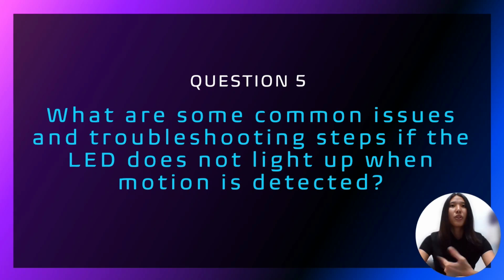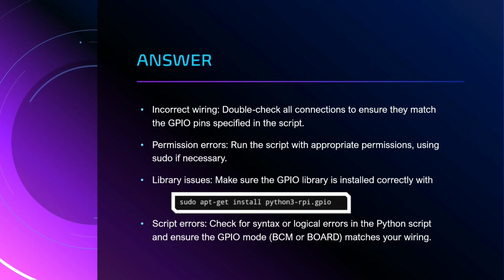The last question: what are some common issues and troubleshooting steps if the LED does not light up when motion is detected? The first common issue is incorrect wiring. We need to ensure all wires are connected to the correct GPIO pins. Second, permission errors. To solve it, run the script with sudo if necessary. Third, library installation issues. To troubleshoot it, make sure the required libraries are installed. The last common issue is script errors. We need to check for syntax or logical errors in the Python script and ensure the GPIO mode matches the wiring.